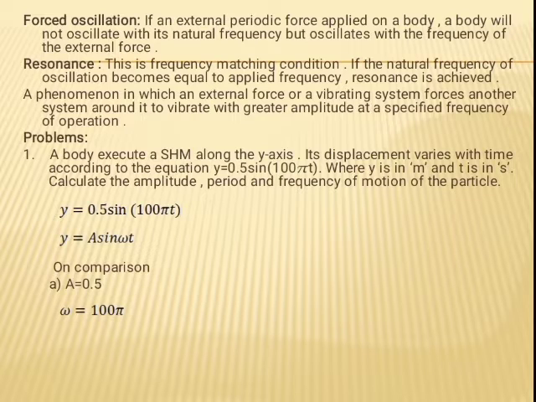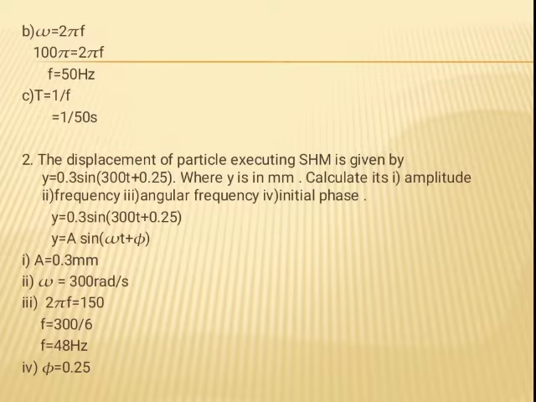Now they have asked you to find out the amplitude. You got to know what your amplitude is. You have to find out what your period time T is, and what your frequency f is. So what is the value of omega? You have got a formula, that is omega is equal to 2 pi f. You have got a value.